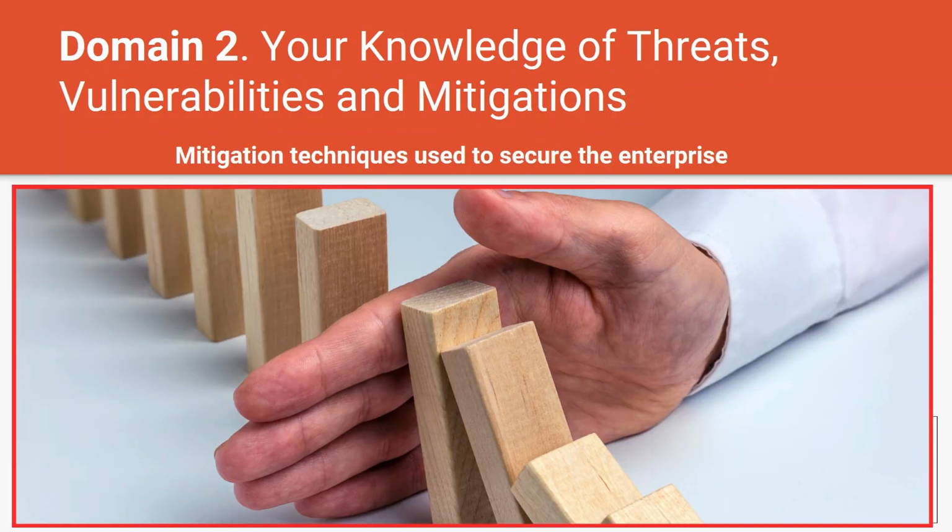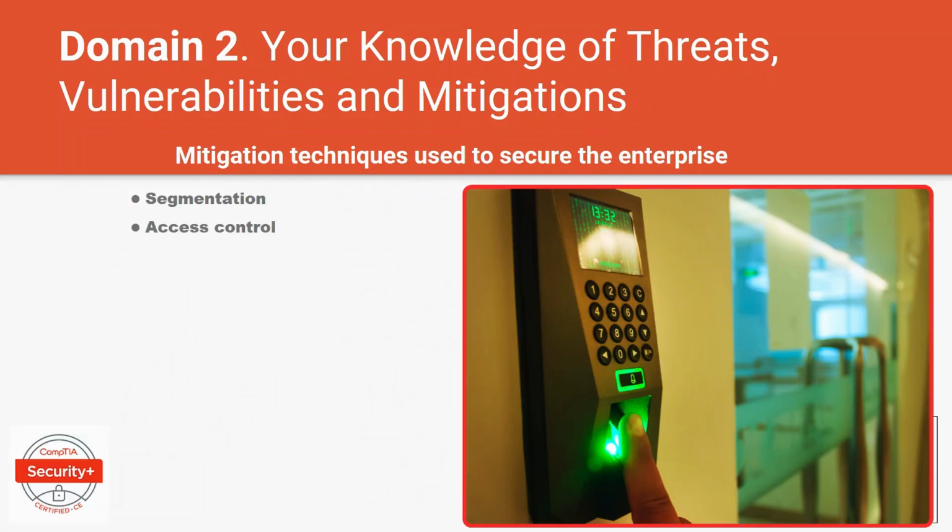system. Then finally, we have mitigation techniques used to secure the enterprise. So when we're talking about mitigation techniques, it includes segmentation and access control. Access control makes use of an access control list, which is a list of the resources that are allowed to access certain services, or a list of rules that controls the way resources are being accessed within the network.